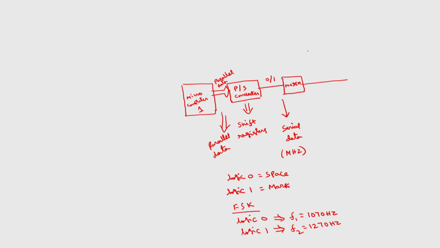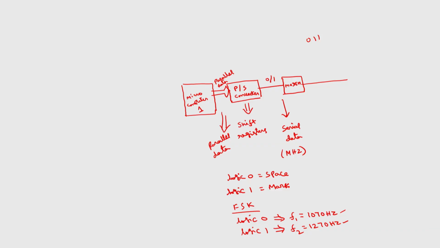Then the output of the modem will be, if I want to transmit, say, this is a high frequency signal, this is a low frequency signal. Suppose I want to transmit 0, 1, 1, say 3 bits serially. So 0 corresponds to one frequency, 1070, which is the low frequency signal. Frequency is low means time period will be more. This will be something like this, this is logic 0. Then we have to send two ones, so the frequency of the next two signals will be different.